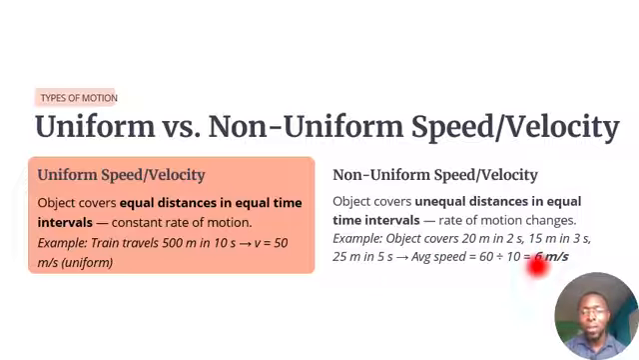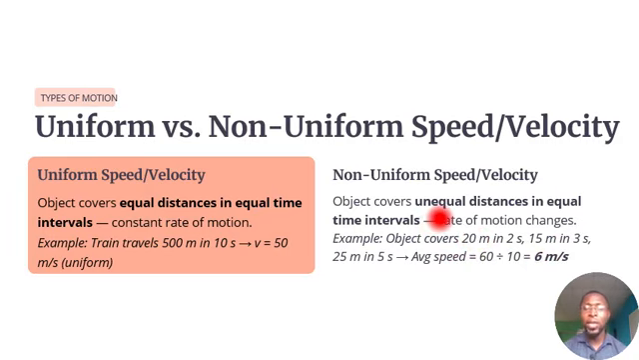If it's uniform, as the time is increasing, the distance covered will also increase gradually like that. But in this case, the distance is 20 meters in 2 seconds. Now, when the distance reduces to 15 meters, the time increases to 3 seconds. So this is unequal or non-uniform speed or velocity.